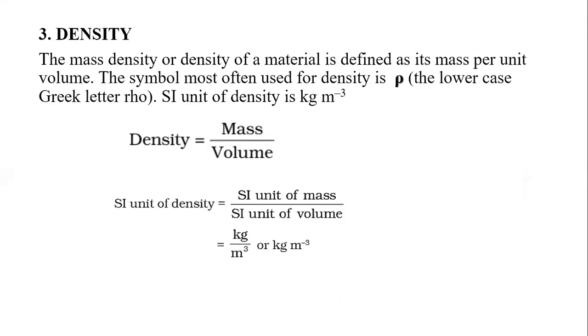Density. The density is mass divided by volume. The symbol of density is the Greek letter rho. Deriving the SI unit of density, the SI unit of density will be equal to the SI unit of mass divided by the SI unit of volume, that is kg divided by meter cube, or the unit will be kg per meter cube.